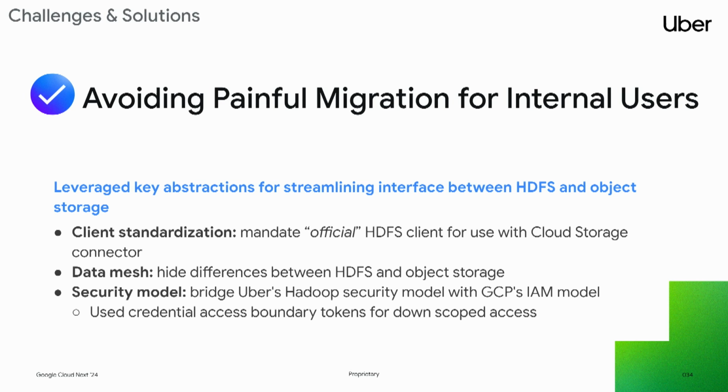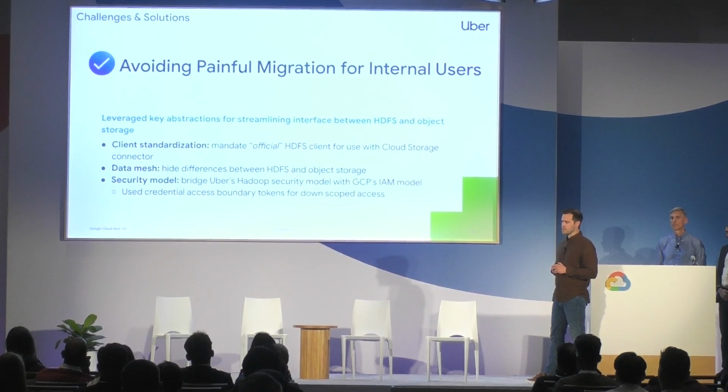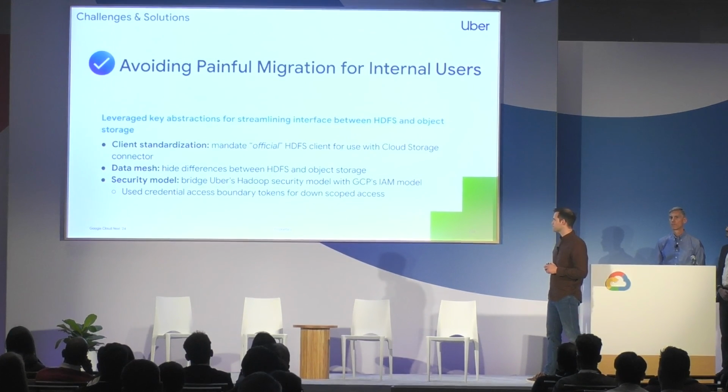The next big question is, how do we do this migration without impacting the users of the platform, which are the other Uber internal employees? As mentioned, they use this every day for their day-to-day operations. So we've done a lot of work here to make sure that Google Cloud Storage looks the same as HDFS to users of the data platform. So the first thing we did is we standardized and mandated all HDFS clients within Uber into one official version. And that enabled us to provide just one API for connecting to HDFS and GCS.